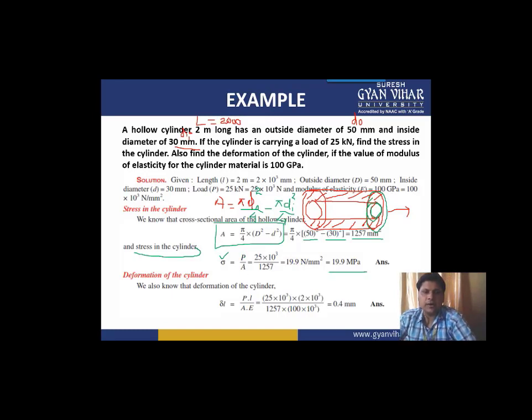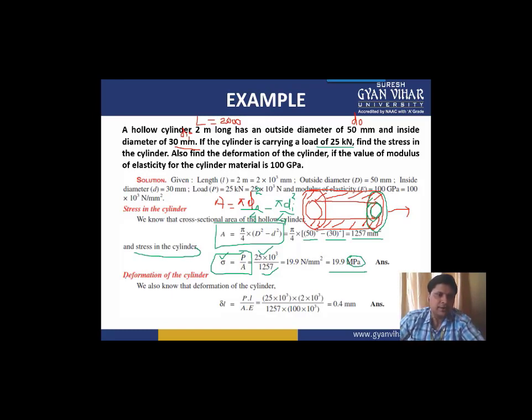So from here you can calculate the value of stress, if they are also asking separately. Stress, you all know, is force by area, load by area. The load is given to you as 25 kilonewton, meaning 25 into 10 to the power 3 newton. We put this in place of load, and the area we have calculated as 1257. Finally we get the answer 19.9 newton per mm square, and newton per mm square is also denoted by megapascal.